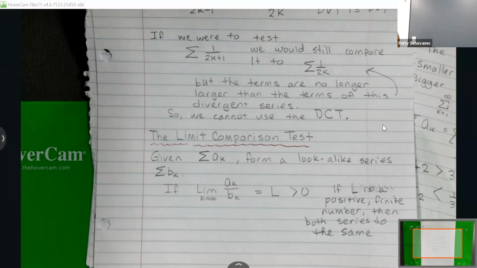So we can skip that whole comparing size business. You can just form the lookalike series, take that limit, which we're hopefully pretty good at by now, and then do what's the limit comparison test. So we'll abbreviate that one, LCT.